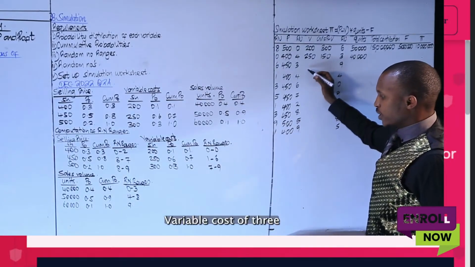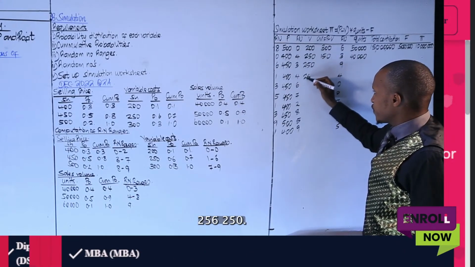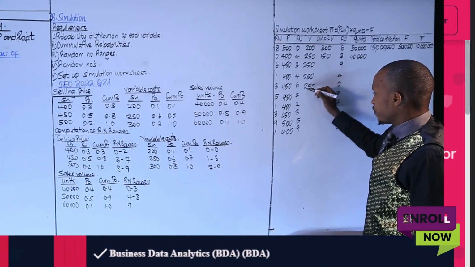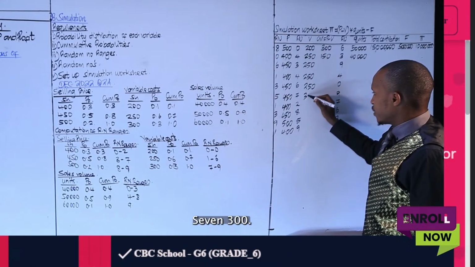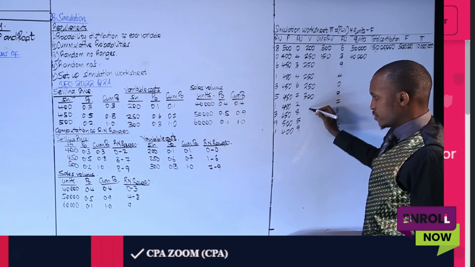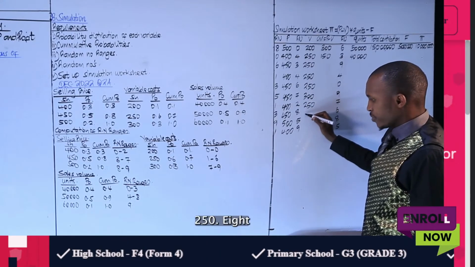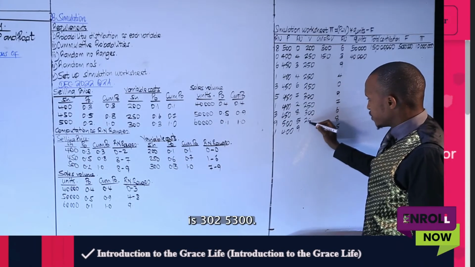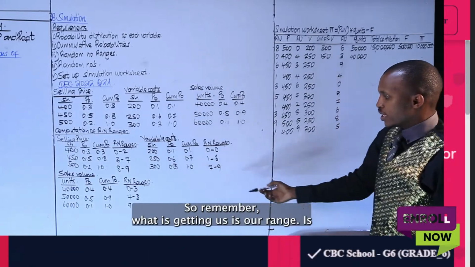Variable cost: 3 is 250. 4 is 250. 6 is 250. 7 is 300. Then 250. 8 is 300. 250. 300. So remember, what is guiding us is our ranges.